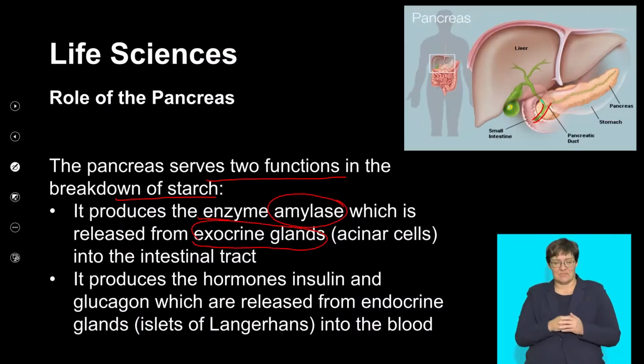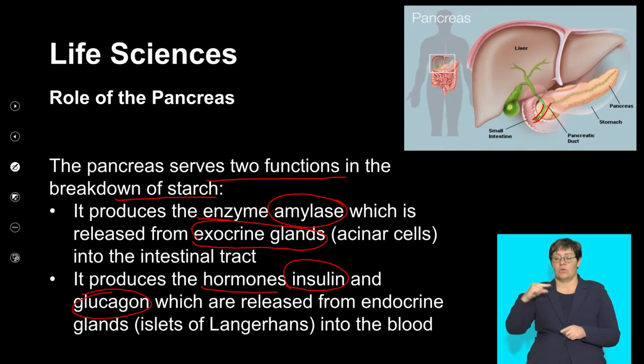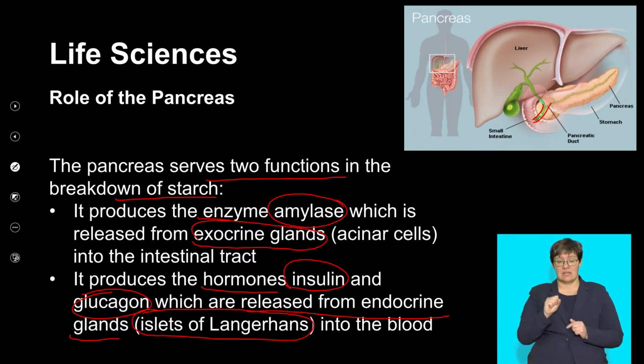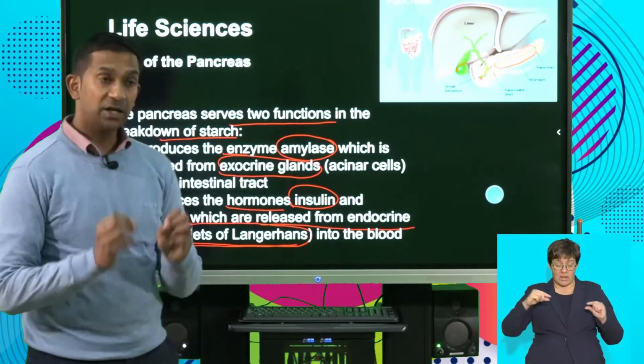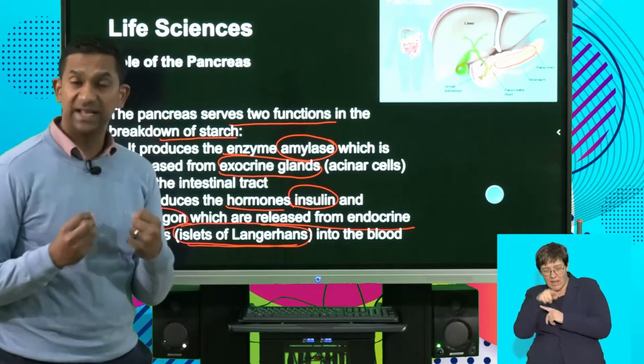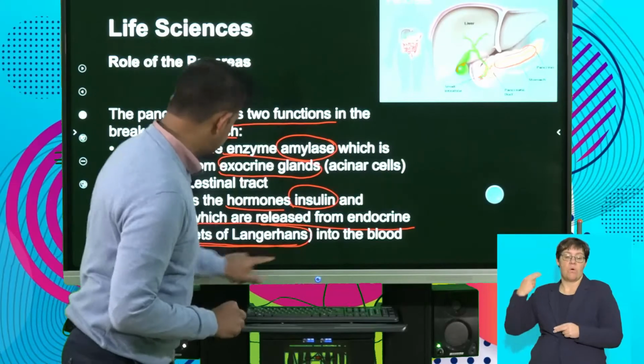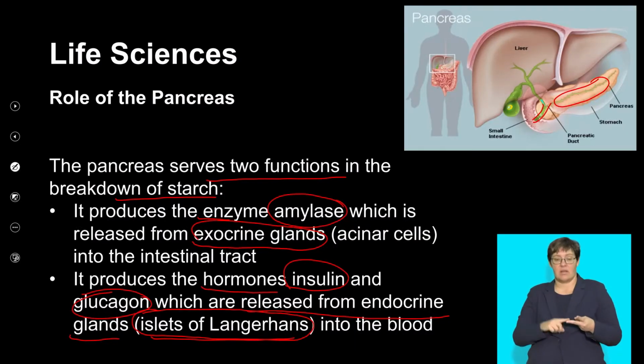Okay, it produces hormones, insulin as well as glucagon, which are then released from the endocrine glands. And the endocrine glands, watch the spelling, are called the islets of Langerhans. So what does this point to? So on the pancreas here, we've got some cells that are called the islets of Langerhans. So the pancreas is the organ, and in that we've got some tissue called the islets of Langerhans, and these cells collectively produce the hormones, insulin, as I mentioned, as well as glucagon.